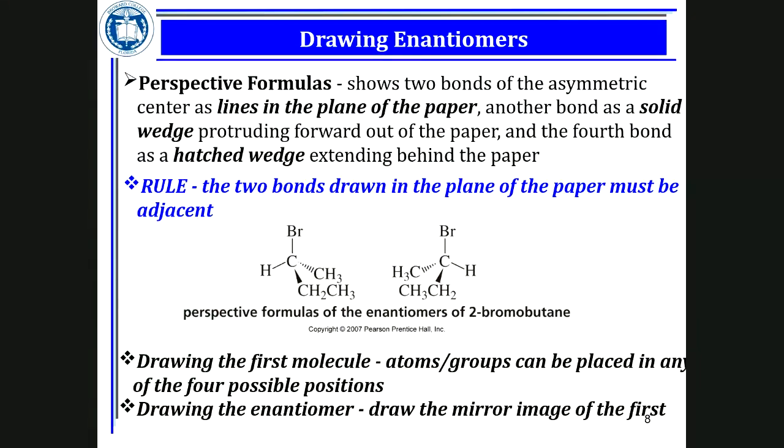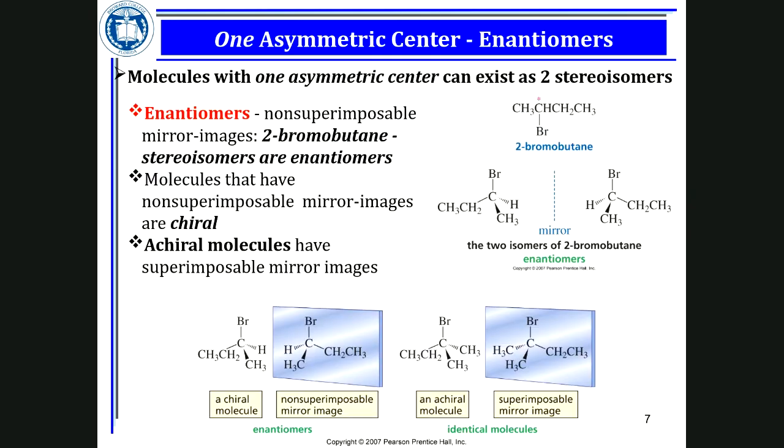Perspective formulas. How would you draw the perspective formula for a molecule starting from the condensed structure formula? If you have a condensed structure formula, how would you go from this molecule to the perspective structure? So this is basically the perspective structure.